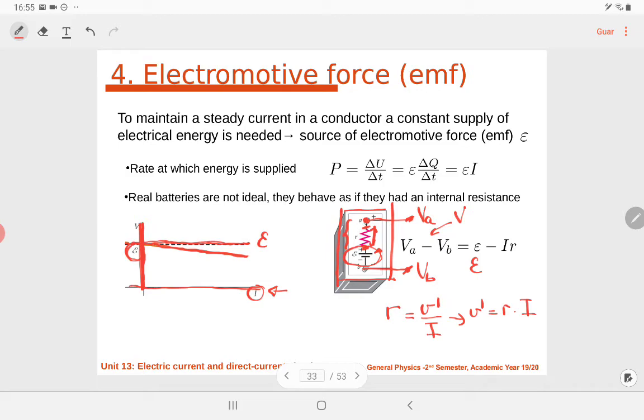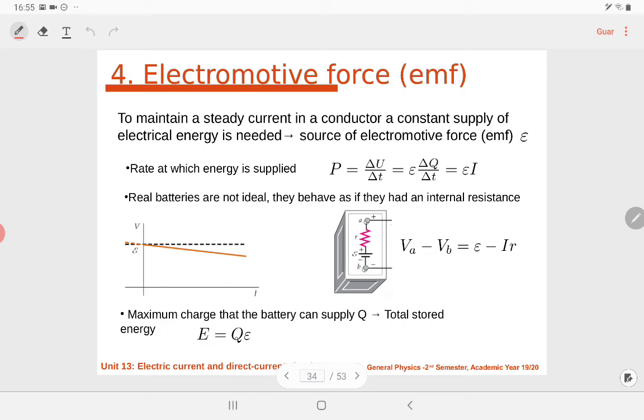Each time the current passes through a resistor, there is a potential drop given by the electric current times the resistance of the resistor. So this is what is taken into account here. With this small resistor of resistance small r, we have this type of behavior. This is more like a real battery.